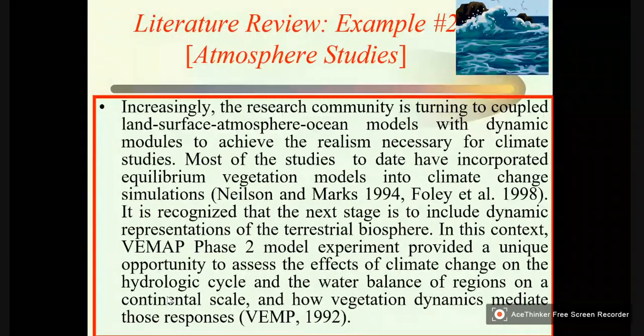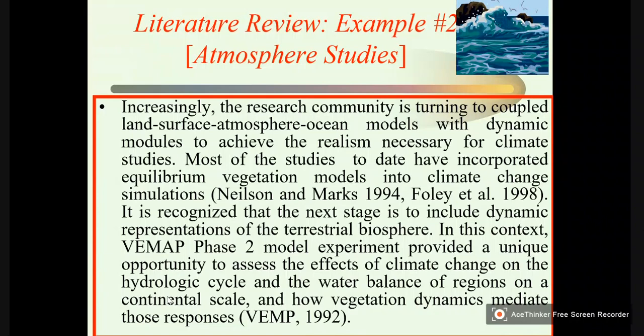Increasingly, the research community is turning to coupled land surface atmosphere ocean models with dynamic modules to achieve the realism necessary for climate studies. Most of the studies to date have incorporated equilibrium vegetation models into climate change simulations. So here they are establishing the basic foundation. That is a study, and most of the researchers have conducted the study using that.